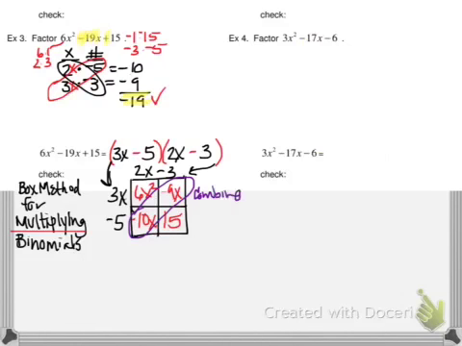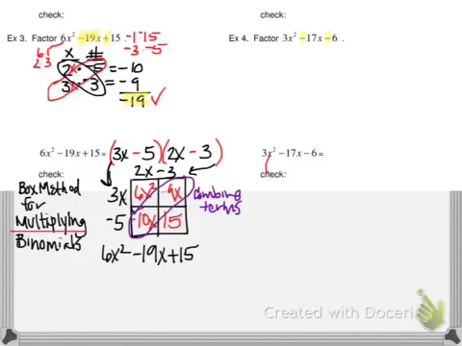So I'm going to combine like terms, which are going to be diagonal from each other. Then I just write my terms in descending order of degree. I'm going to start with my highest exponent, which is 6x squared. Negative 10x plus a negative 9x is negative 19x, plus 15, which is my original trinomial. So 3x minus 5 and 2x minus 3 are the correct factors of 6x squared minus 19x plus 15.